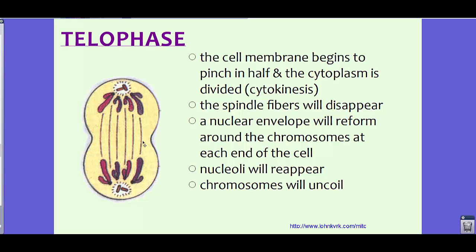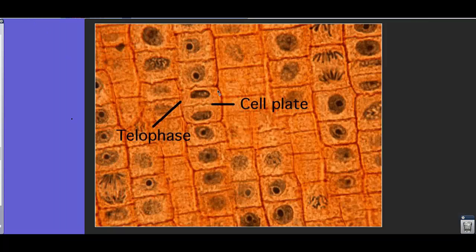The spindle fibers will begin to disappear, so those spiderweb looking things are actually going to go away. The nuclear envelope will begin to reform around those chromosomes. The nucleoli will reappear, and the chromosomes will uncoil, and basically they're going to go back to chromatin, which is that bundle of DNA that's inside the nucleus. Sometimes it is hard to see what telophase really looks like under a microscope because it might look a little bit like interphase.